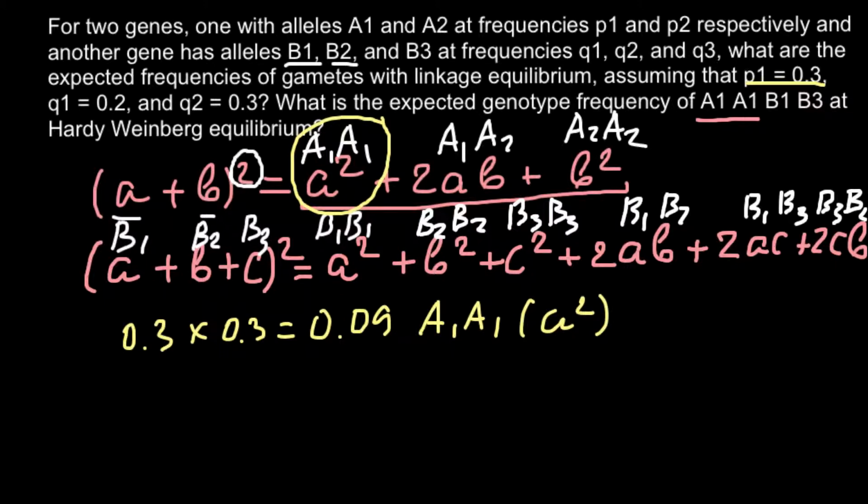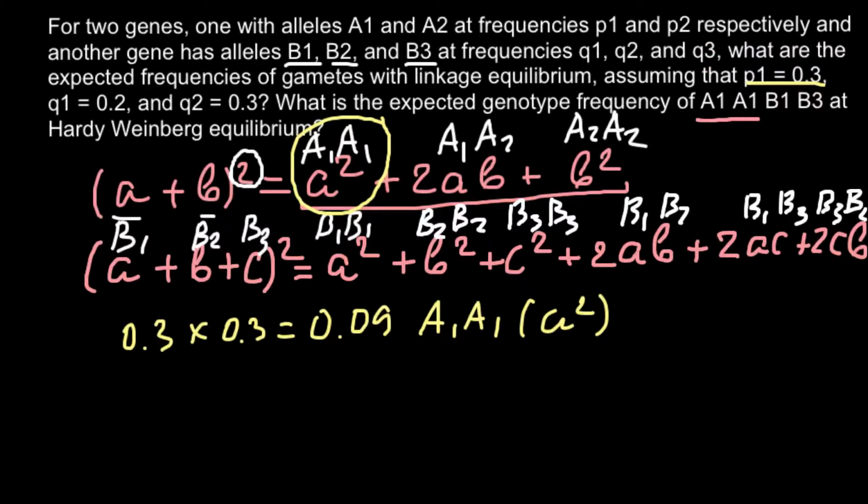call Hardy-Weinberg formula. And as for the second locus that has three alleles, B1, B2, and B3, we are going to use trinomial expansion. So this is variant of the Hardy-Weinberg formula for three alleles. So we have frequencies Q1, Q2, and Q3. And these frequencies are Q1 0.2 and Q2 0.3. And frequency for the Q3 is not given.